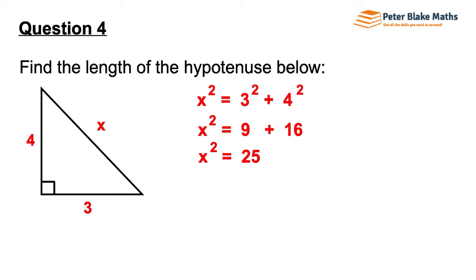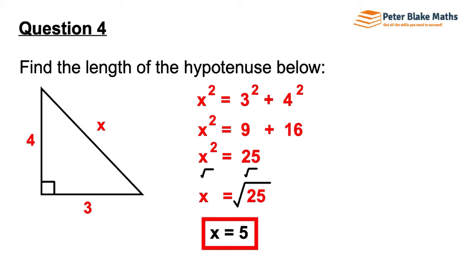We need x as the length, so we need to undo the square, which needs a square root of both sides. On the left-hand side, that'll give us our x, and on the right-hand side, that will give us the square root of 25. You can type that into our calculator or think of something smaller that, when squared, gets 25. Final answer, x equals 5 for the length of the hypotenuse in that triangle.